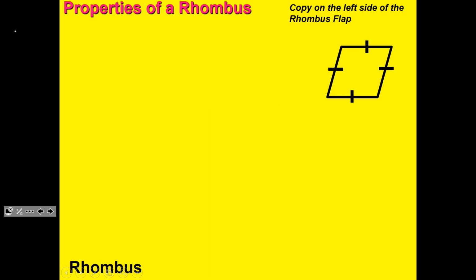Okay. All right, so now we're going to talk about a rhombus. So go to your tab for rhombi. This one doesn't have as many slides. I think it maybe has 3 slides total. Maybe just 2, I don't know. All right. Okay, so copy this on the left side of your rhombus flap. So the first thing we're going to list out is all the properties of a rhombus.